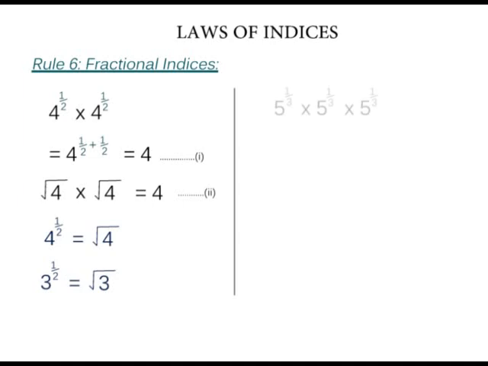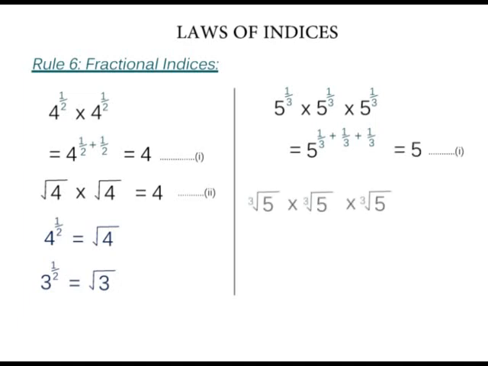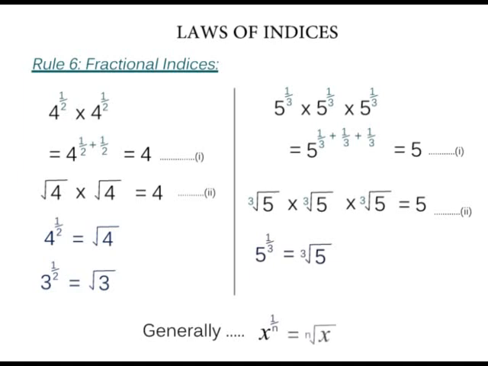Equally, 5 raised to a third times 5 raised to a third times 5 raised to a third is equal to 5 raised to a third plus a third plus a third, which is equal to 5. Also, cube root of 5 times cube root of 5 times cube root of 5 is equal to 5. From these two equations, it means that 5 raised to power a third is equal to the cube root of 5. And so in general, x raised to power 1 over n is equal to the nth root of x.